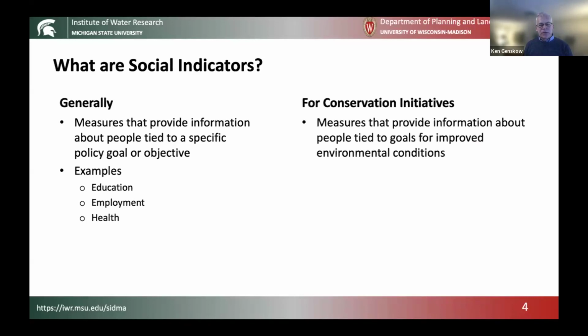We're using them for conservation initiatives in a way that are measures that provide information about people that are tied more to goals, policy goals tied to improved environmental conditions. So what we'll be talking about today are primarily things like individual awareness, attitudes towards different issues, constraints faced by people, their capacity for change, and behaviors.